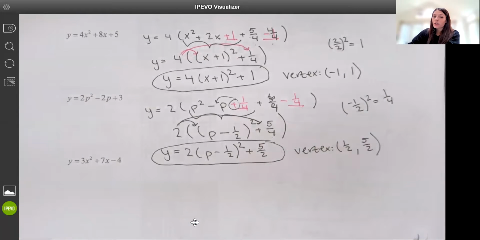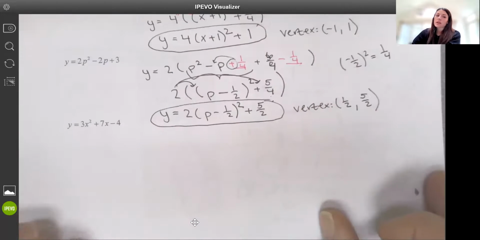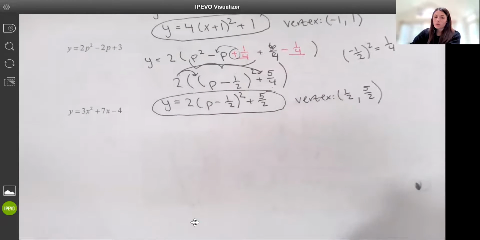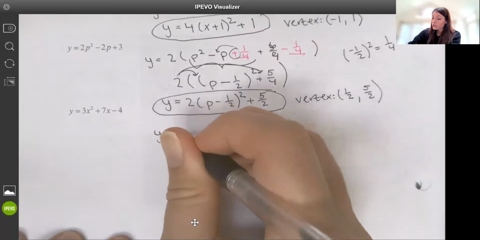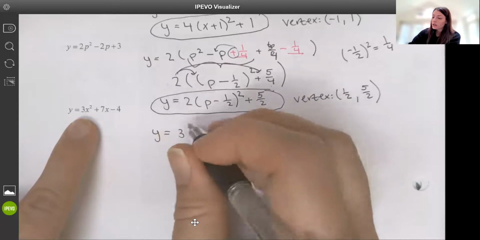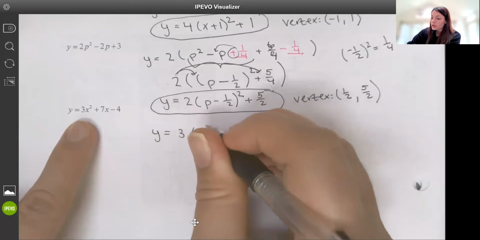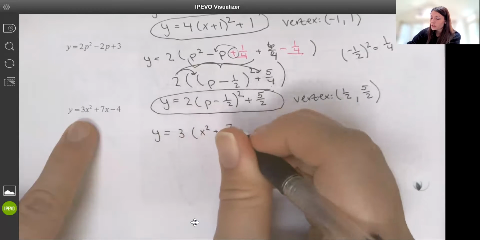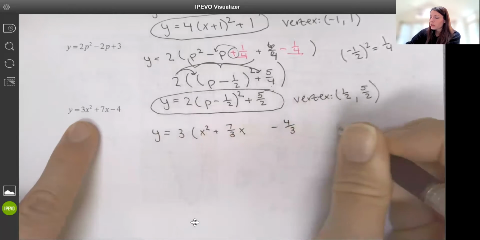Okay, so we're still going to have to deal with fractions even when we're doing this work. Let's look at one more, and then you'll have some practice problems in your work today. So I take out my leading coefficient of 3. Now 3 is not going to divide evenly at all here. So I take out a 3, and it leaves me with x squared plus 7/3 x minus 4/3.